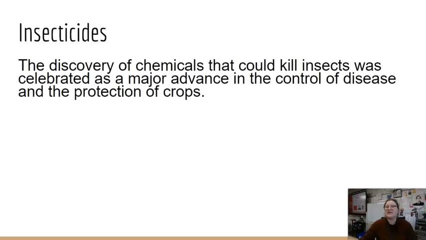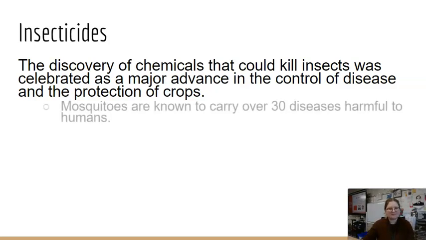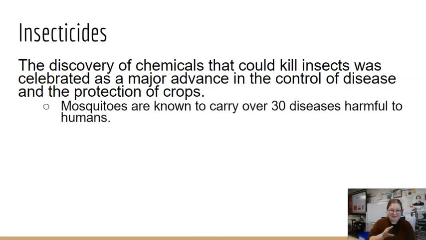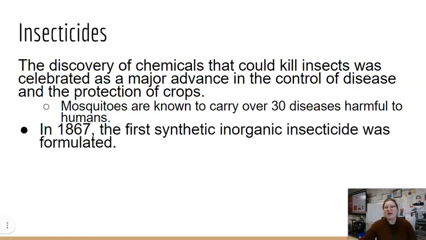The discovery of chemicals that could kill insects was celebrated as a major advance in the control of disease and protection of crops. A lot of insects eat plants. A lot of insects are trying to eat the plants that we are growing, which means, again, we're competing with an insect. When it comes between an insect getting food and us getting food, we're going to prioritize ourselves. The other piece is insects not only try to eat our food, but some of them also carry diseases. Mosquitoes specifically are known to carry over 30 diseases harmful to humans. And the first time we saw a synthetic inorganic insecticide was way back in 1867.